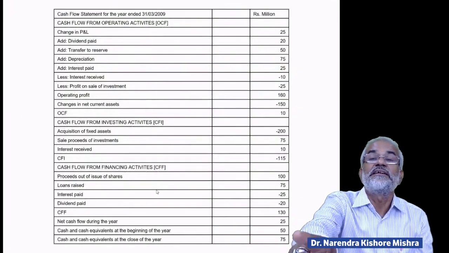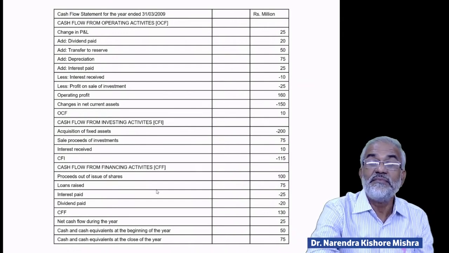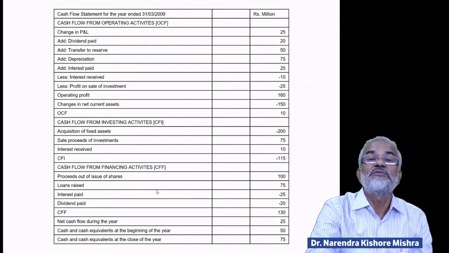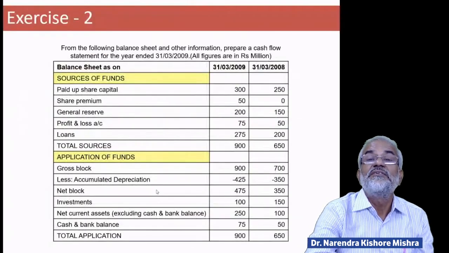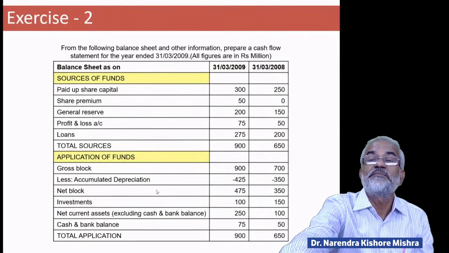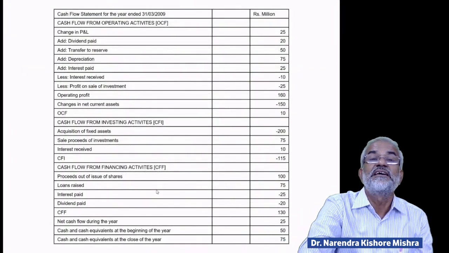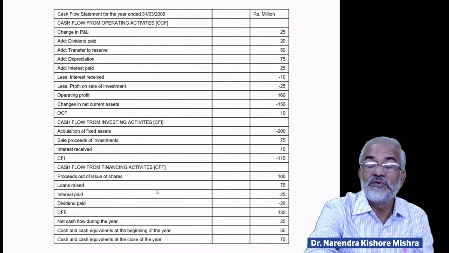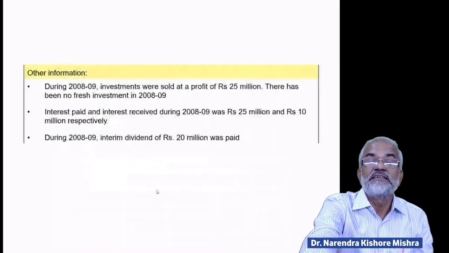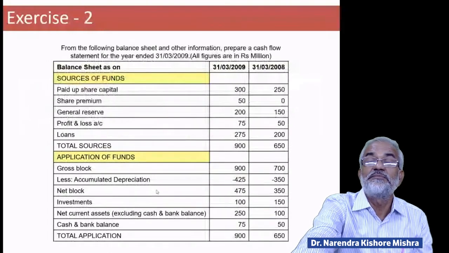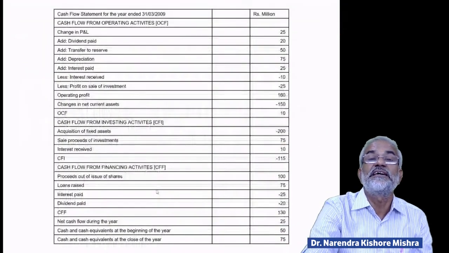Then the dividends paid, as exhibited in the statements given, that is 20 million, are transferred to reserve. If you look at the general reserve, it was 150 at the beginning and 200 at the end. That means an increase by 50 million, and that 50 million is taken into consideration. Our depreciation is 75. Depreciation was 350 at the beginning of the year and 425 at the end of the year. That means an increase by 75 million. That's why the 75 figure is taken here.